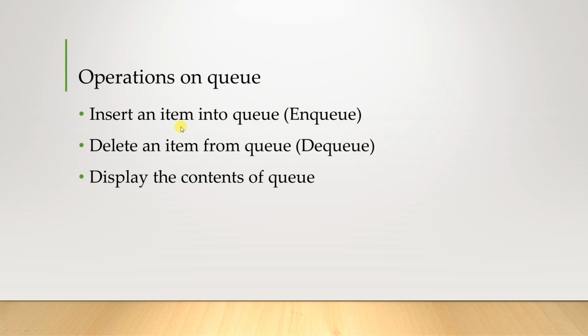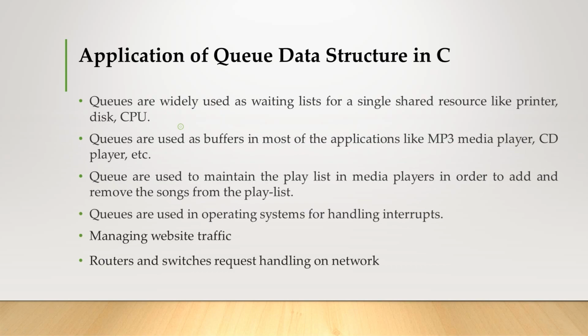As we had seen in our diagram, we can insert an element, that is, insertion is possible. We can insert an item into the queue, we can delete an item from the queue, and finally we can display how many contents are there in a particular queue. Once again I repeat, insertion, deletion and display are the common operations that can be performed on a queue.